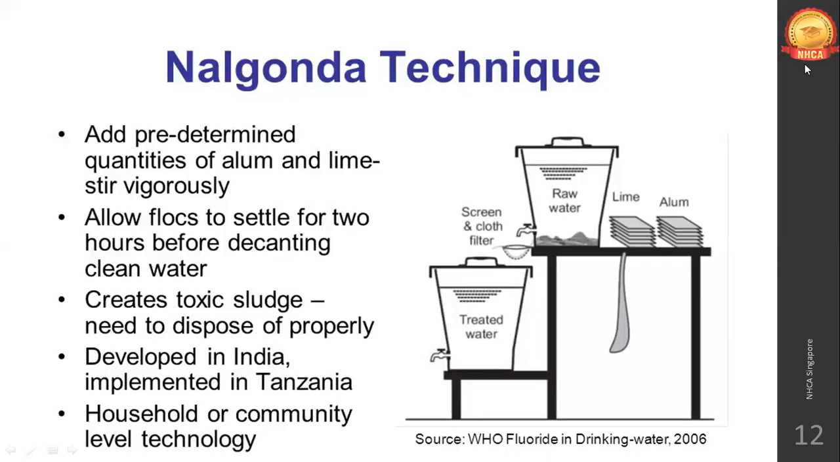So this is the Nalgonda technique. This was earlier a district in Andhra Pradesh, but now it is in Telangana. So the majority of the children born in this particular district had a lot of cases of bow-leggedness, genu valgum, and fluorosis. Dental fluorosis was pretty common in this particular district of the state.